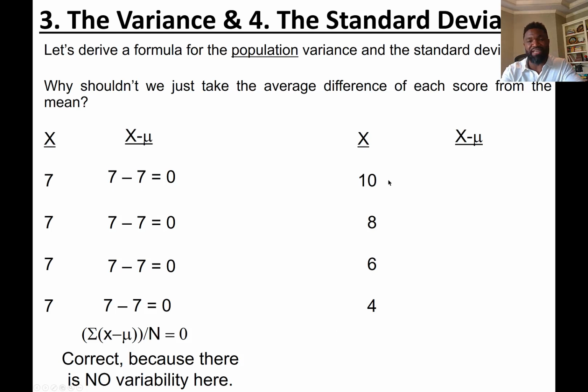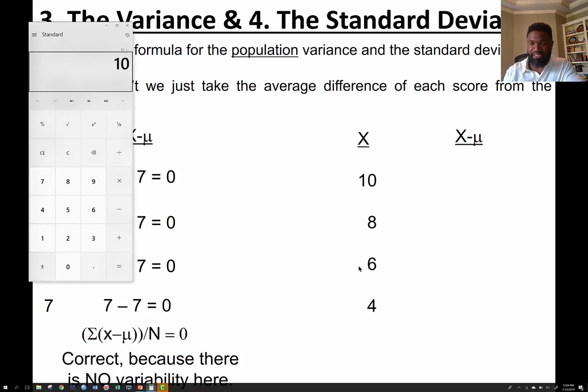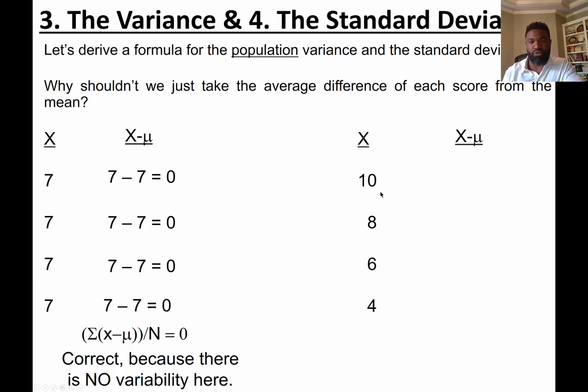Now, we have this data. And for these scores, the mean is 7, right? So if you actually pulled out the average, let's do it. Let's pop the calculator up. So we got 10 plus 8 plus 6 plus 4 is 28, divided by 4 is 7, okay? And so the mean of that is 7, so we can take each score, and we can say 10 minus 7 equals 3, okay? And then 8 minus 7 equals 1, and then 6 minus 7 equals negative 1. And finally, 4 minus 7 is negative 3.